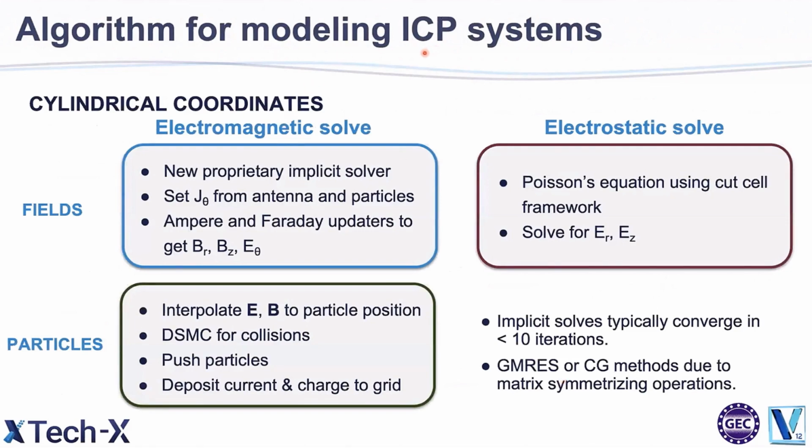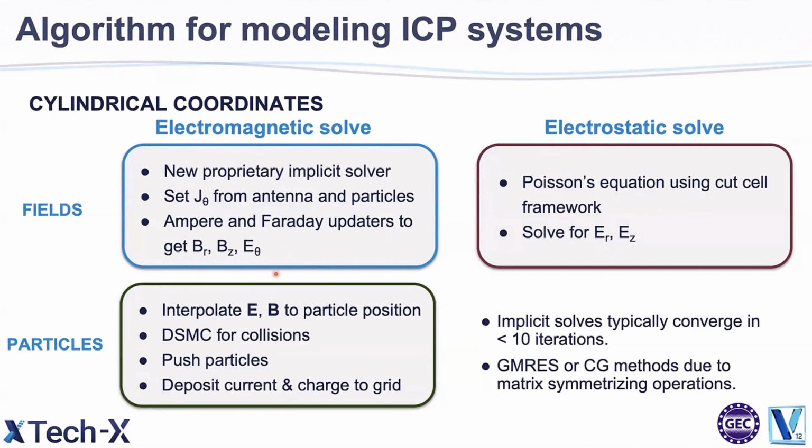So for modeling ICP systems, we are looking at cylindrical coordinates, and we have two separate solves. We have an electromagnetic solve for the fields using our proprietary implicit solver. This takes antenna current and adds particle current to it and solves for the induced electric field, and you get Br and Bz along the way. In addition to this, we couple an electrostatic solve using a solve of Poisson's equation in a cut-cell framework, and this gives us the electric fields in and out of the plane.